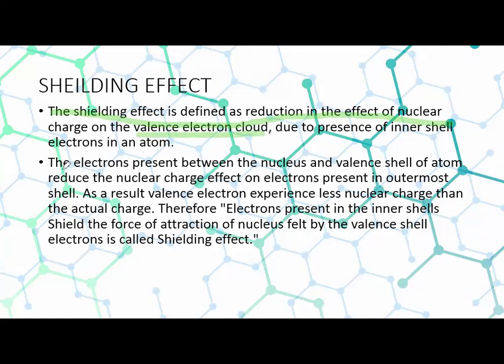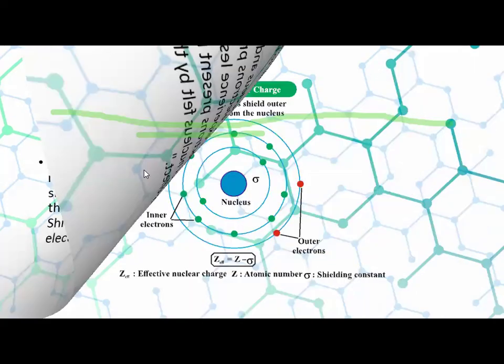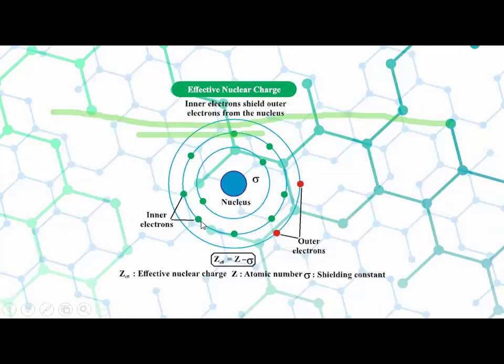अब ये होता किस तरह है? The electrons present between the nucleus and valence shell of an atom reduce the nuclear charge effect on electrons present in the outermost shell. If you see a diagram here, this is the nucleus, and around the nucleus, these are the inner electrons. The green color particles are inner electrons, okay? And the red are the outermost electrons present in the valence shell.